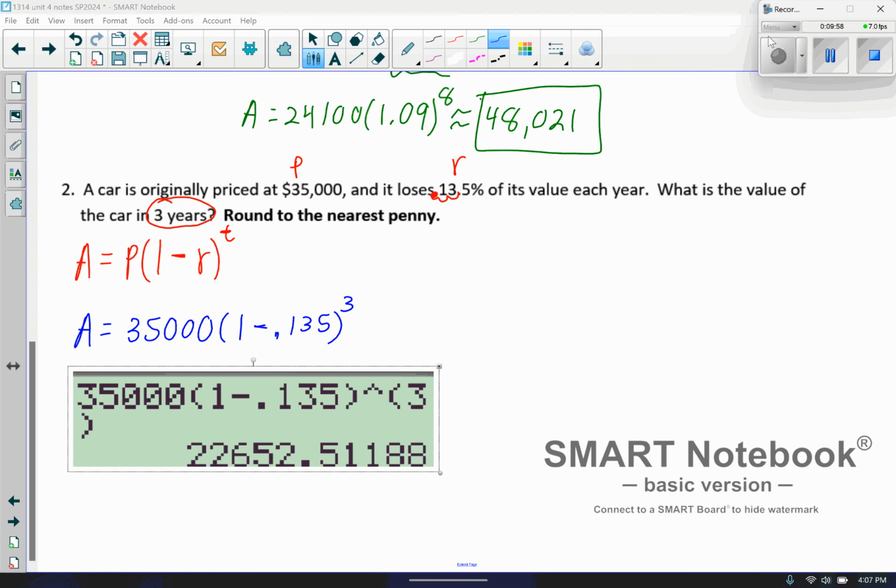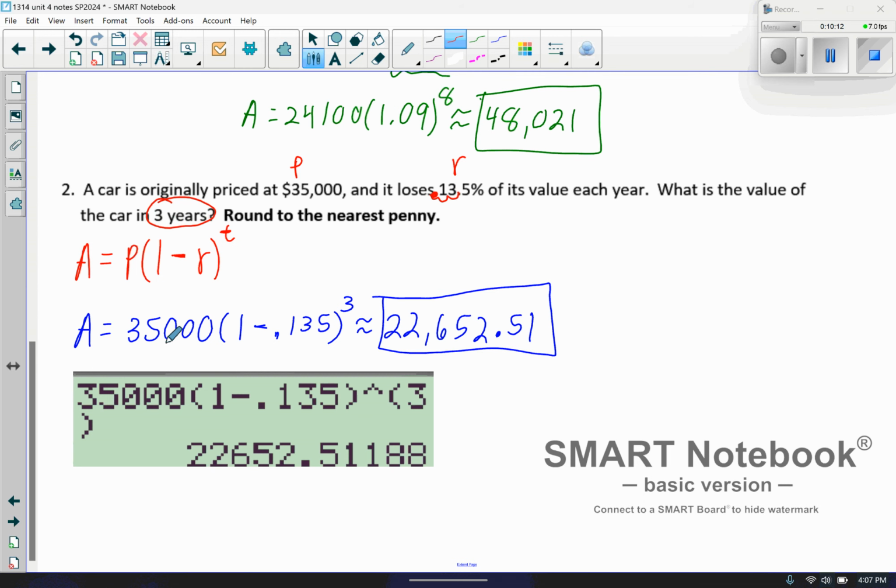All right, so that was going to be a lot for me to remember, so I went ahead and put a little snippet in here. So $22,652.51. So that's a big difference. And so whenever you buy a car, it's going to lose value right away. So something to kind of think about.